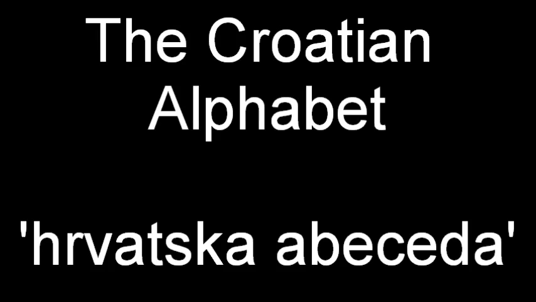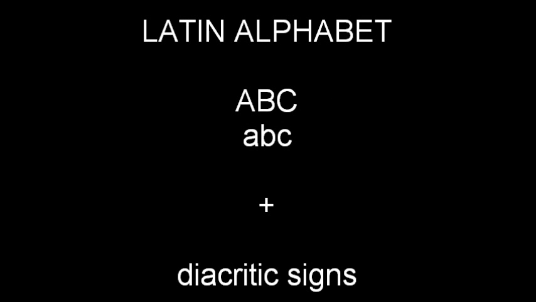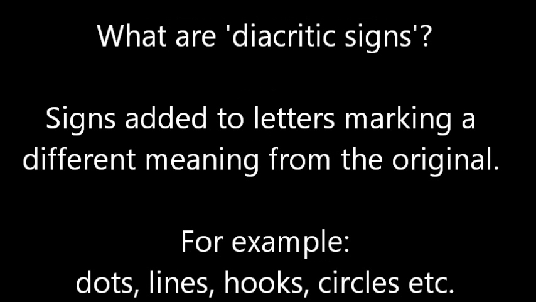Hello, dear friends of Croatian language. Today we're going to talk about the Croatian alphabet, which is called Hrvatska Abeceda in Croatian. So let's begin with the system. The Croatian language is using the Latin alphabet, like ABC and so on, plus the diacritic signs. What are diacritic signs? Those are signs added to letters marking a different meaning from the original. For example, they can be dots, lines, hooks, circles, and so on.